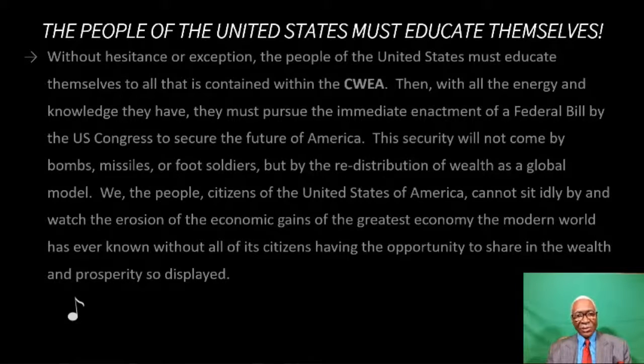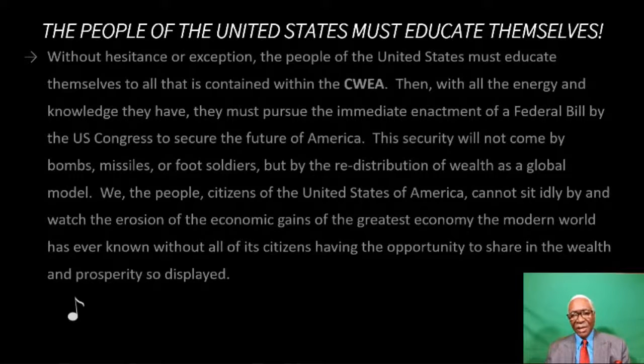Without hesitance or exception, the people of the United States must educate themselves to all that is contained within the CERES Act. Then, with all the energy and knowledge they have, they must pursue the immediate enhancement of a federal bill by the U.S. Congress to secure the future of America.